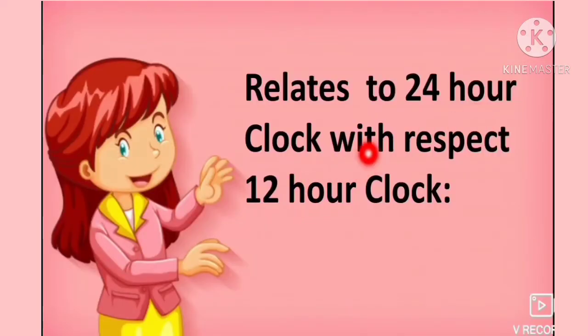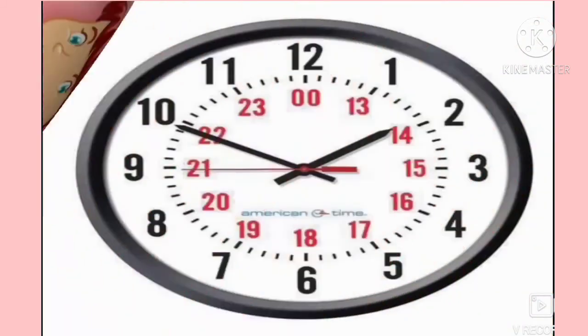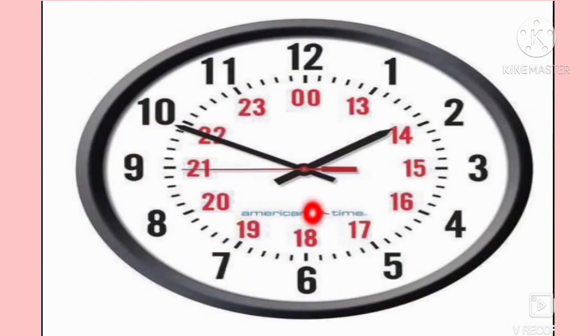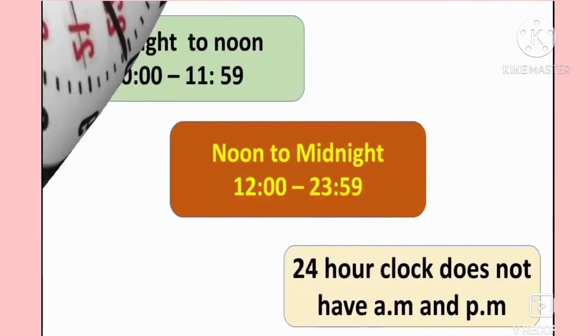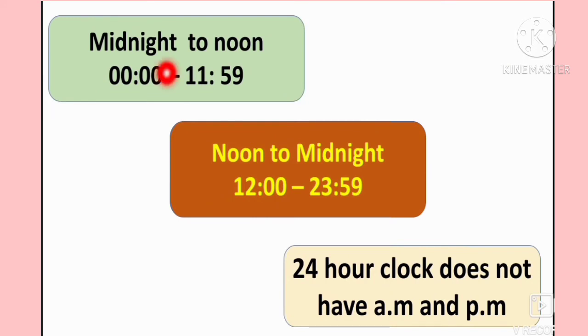Relating the 24-hour clock to the 12-hour clock. So here the clock represents the 24-hour clock. It is the most commonly used time notation in the world. Did you see the display of the time in railways? In the 24-hour clock, midnight to noon is represented as 00 to 11:59.